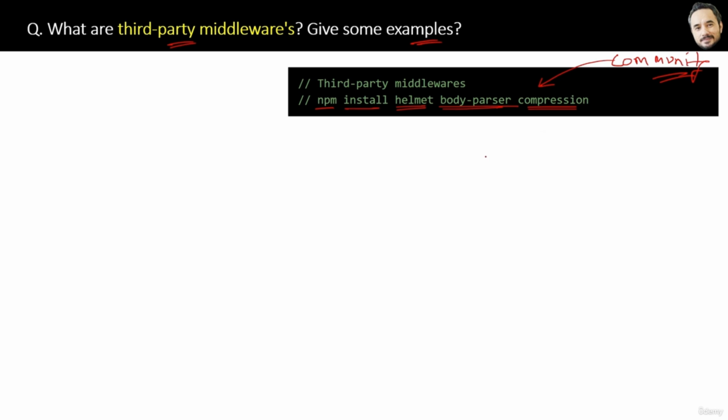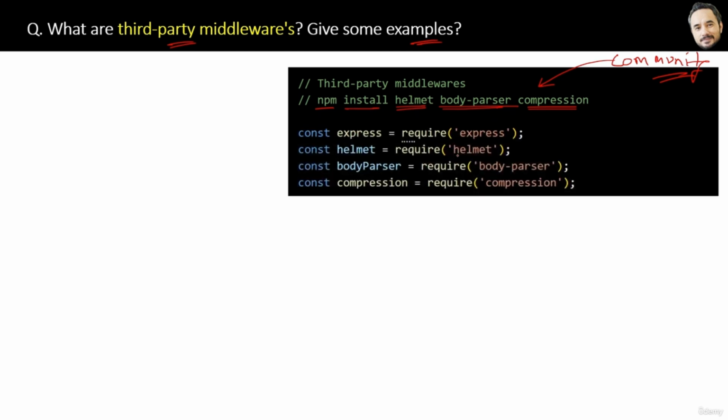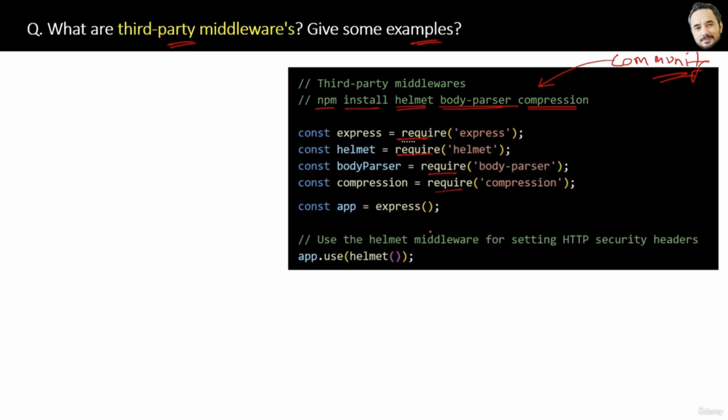Maybe later in a question I will discuss them, but now you know what third-party middlewares are: they are provided by the community externally, so we have to install them. Built-in middlewares, we do not install them. In the code we have to import them like this, then we can call them inside the app.use method. Very simple. And here in comments I have also written about the use of these specific third-party middlewares.